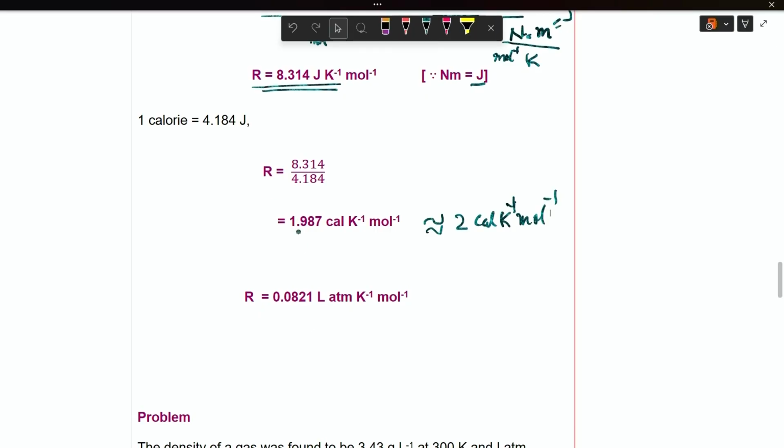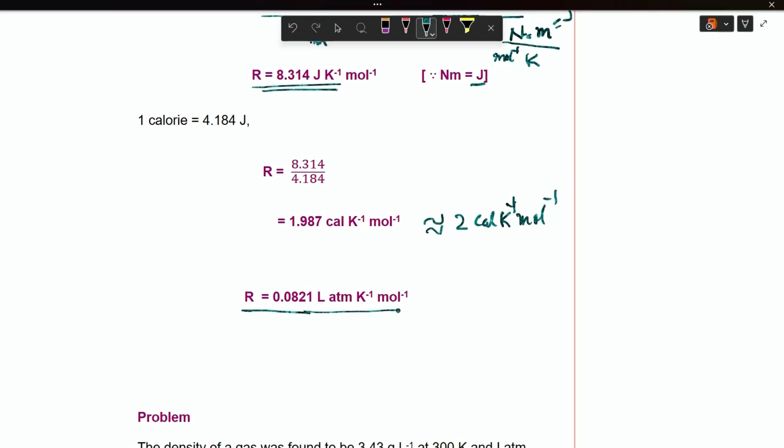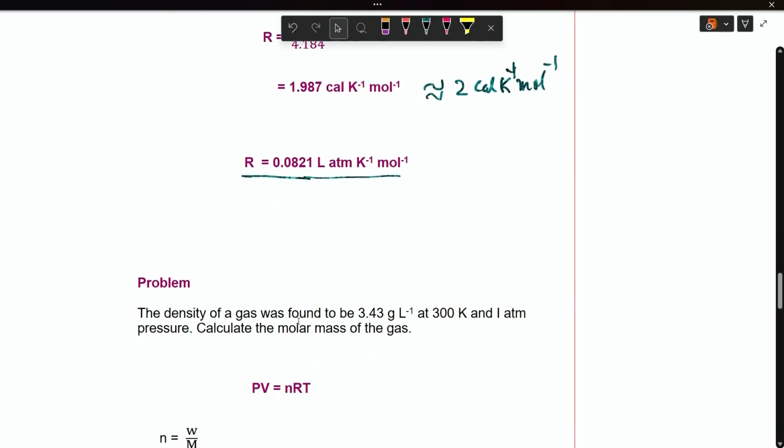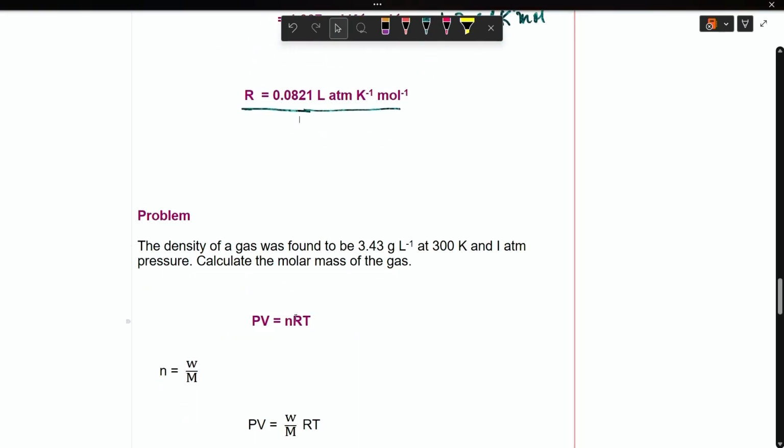Similarly, if you put the pressure in atmospheres and volume in liters, you can calculate the value of R as R is equal to 0.0821 liter atmospheres per Kelvin per mole. I am not going to do it again, this is just the way we will be finding it out.